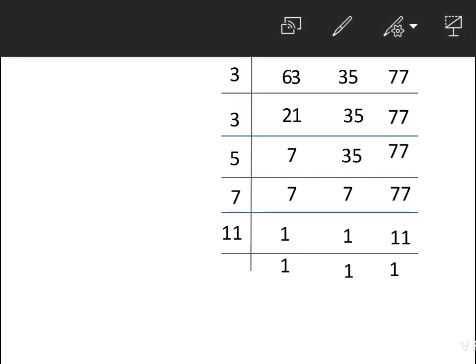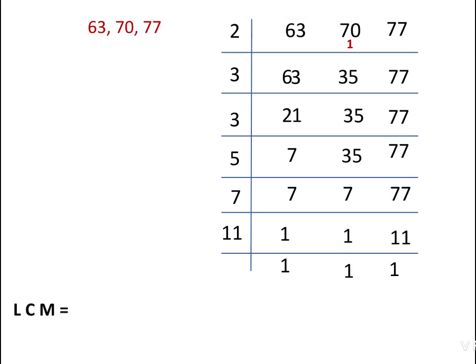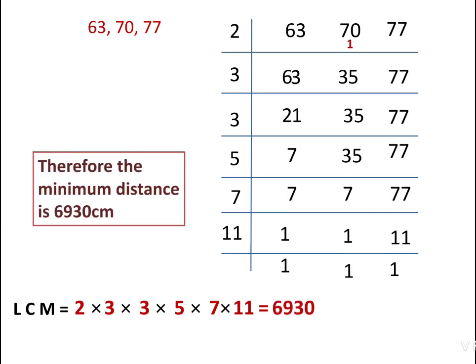So we can find the LCM. The LCM equals 2 into 3 into 3 into 5 into 7 into 11. When we multiply all these numbers, we will get 6,930. Therefore, the minimum distance, the shortest distance, is 6,930 centimeters. That is the LCM of these three numbers.